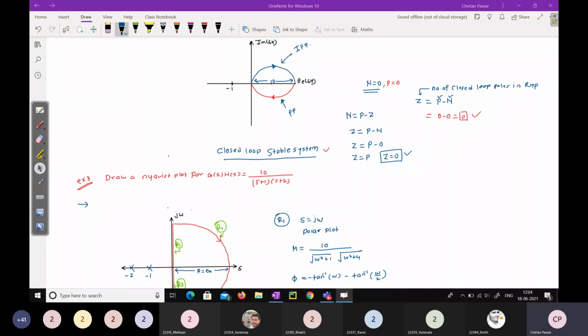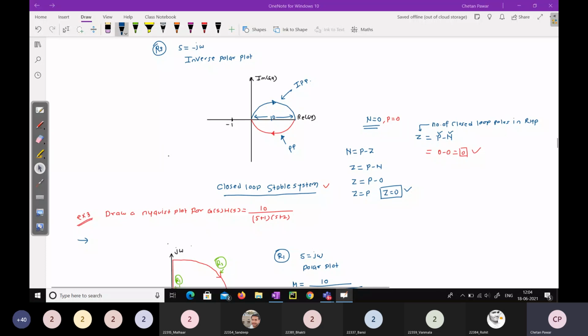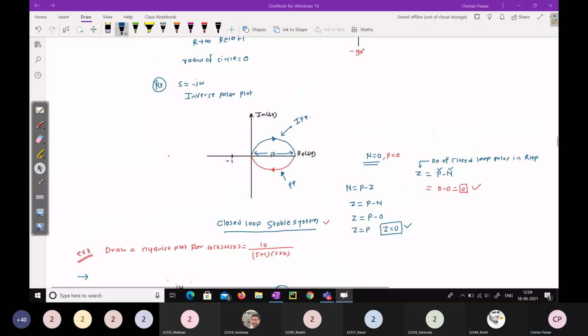Have you solved these Nyquist plot examples in a tutorial? Hello? Hello?